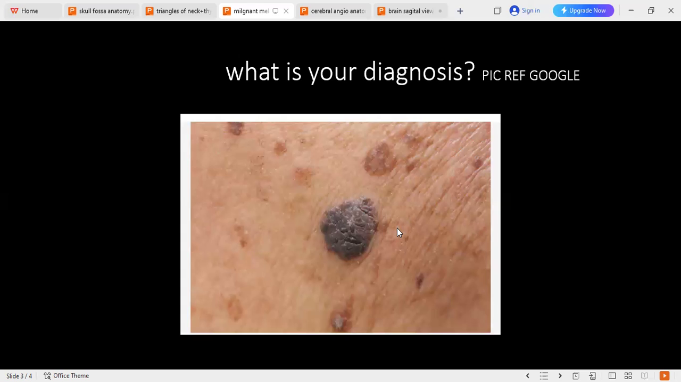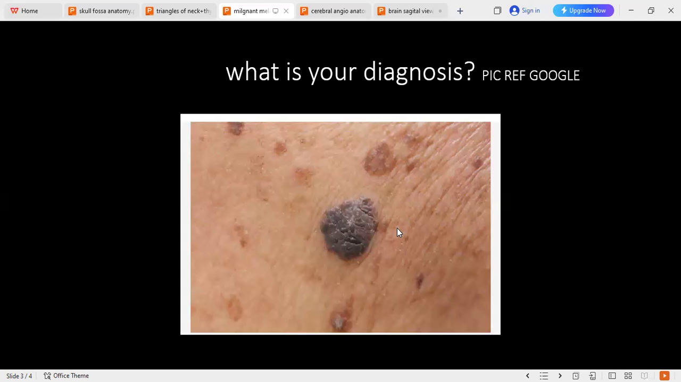Acral type, nodular type, and superficial spreading type. Please tell me about the desmoplastic type of malignant melanoma. Desmoplastic melanoma occurs in the hand and feet. It occurs on sun-exposed areas, and it's a rare type of non-pigmented lesion.